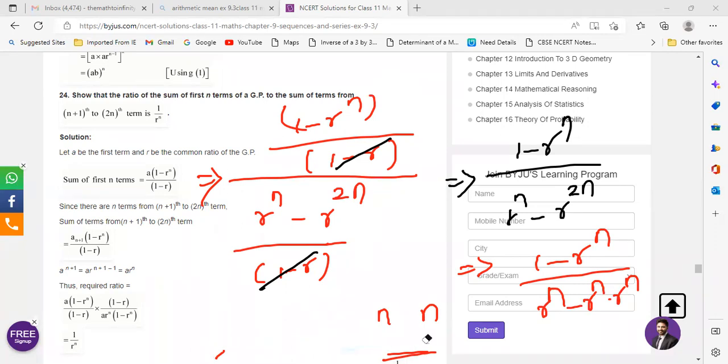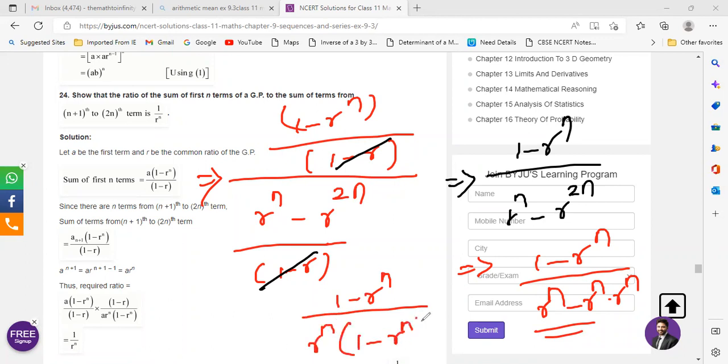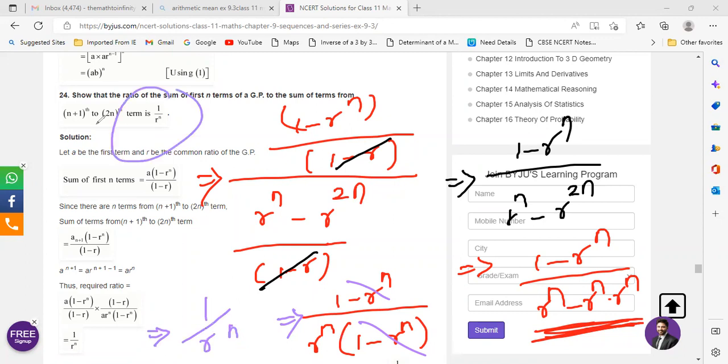Now I want you to take the r power n outside of the denominator. What happens? The numerator stays the same. You take the r power n outside, you'll be having 1 minus r power n. I have taken r power n outside, so you'll be having it like this. This 1 minus r raised to the power n and this 1 minus r raised to the power n will cancel out each other. So you'll be left with 1 upon r raised to the power n. So from that, it is proven. I hope it is clear.